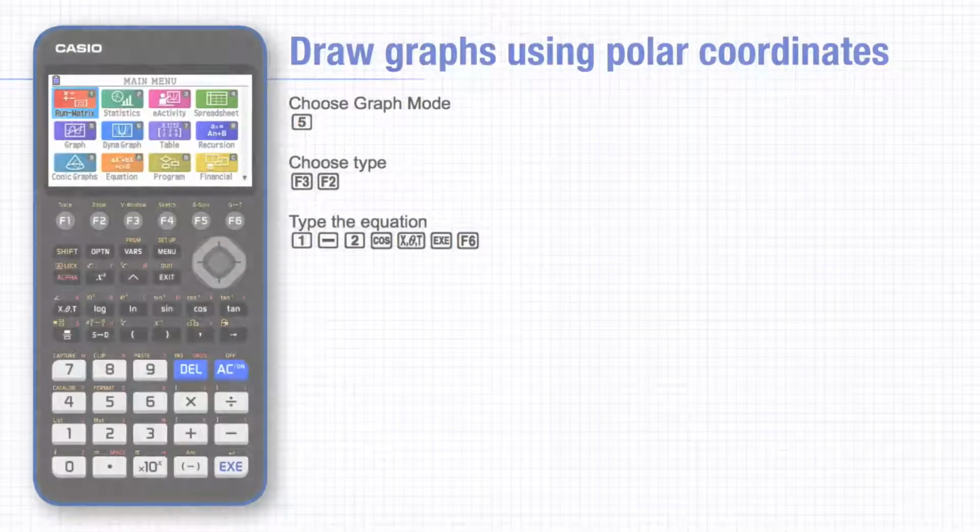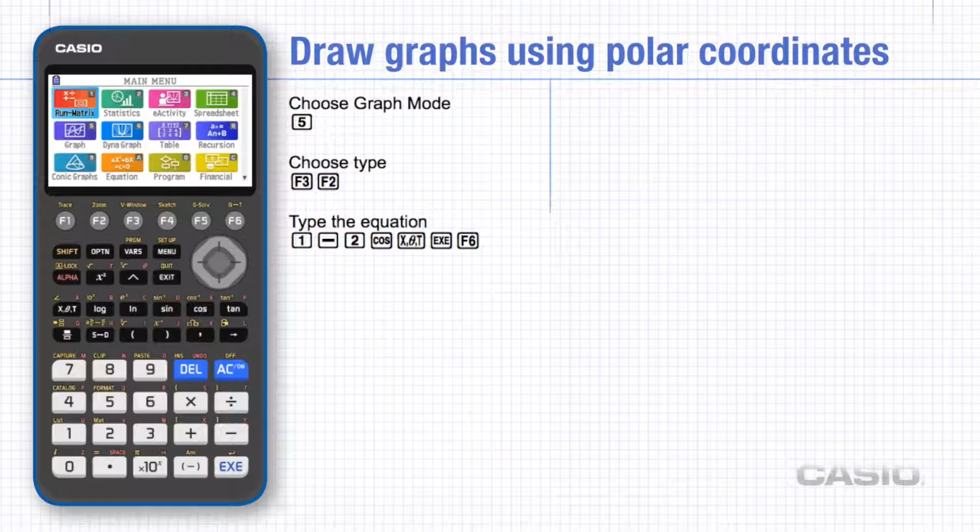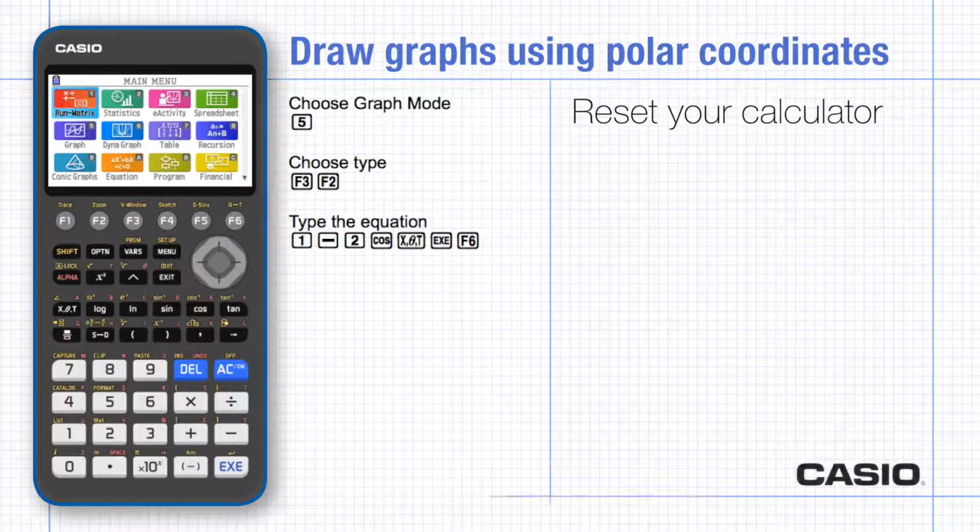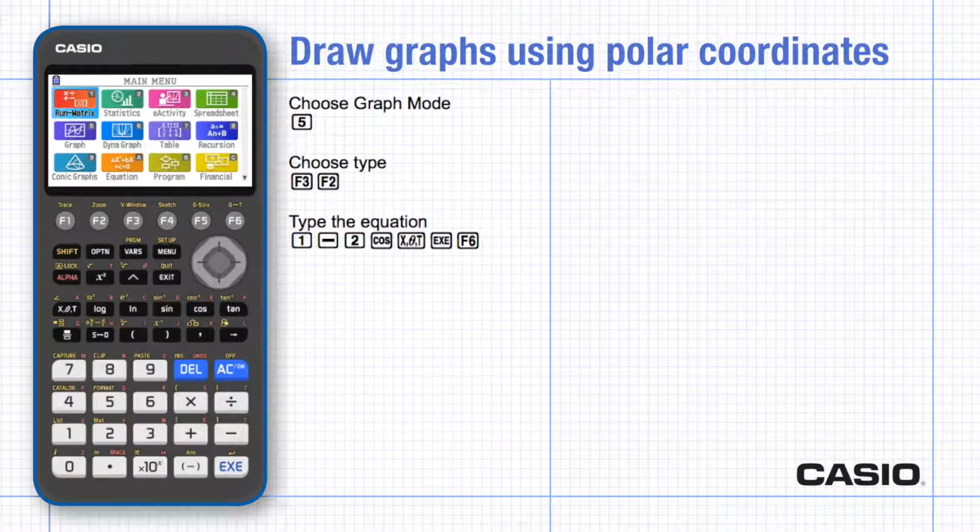In this tutorial, we'll be looking at drawing graphs using polar coordinates. To work along with this tutorial, you may find it easiest to reset your calculator before starting so that the screen matches the one in the video. In the default setting, the measure of angle is radians.